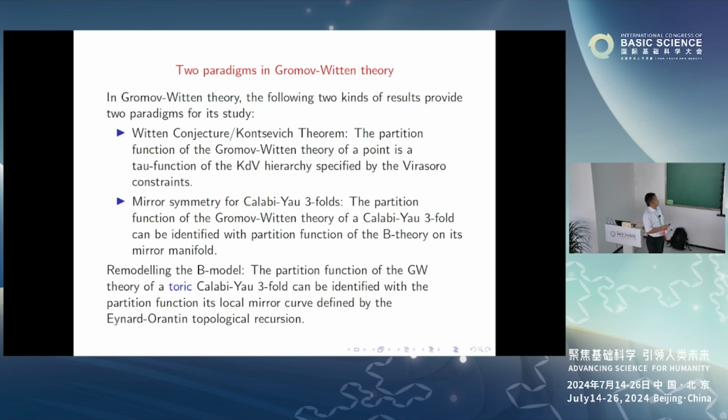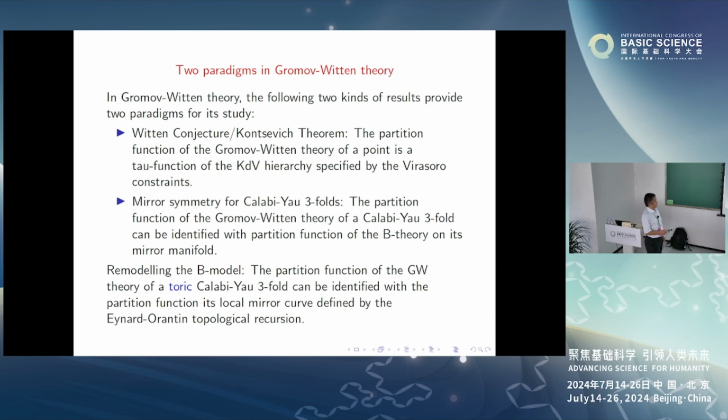So let me recall two paradigms in Gromov-Witten theory. In this theory, there are two famous kinds of results that provide the paradigms for its study. The first is the Witten conjecture, or Kontsevich theorem. It says that the partition function of the Gromov-Witten theory of a point, where the target space is just a point, is actually also very interesting. The underlying thing is called the Witten-Kontsevich tau function. It's a tau function of a sequence of partial differential equations called the KdV hierarchy. And the solution is specified by the so-called Virasoro constraints. There is a sequence of differential operators acting on the tau function to make it zero.